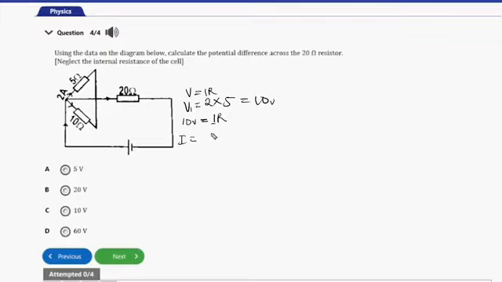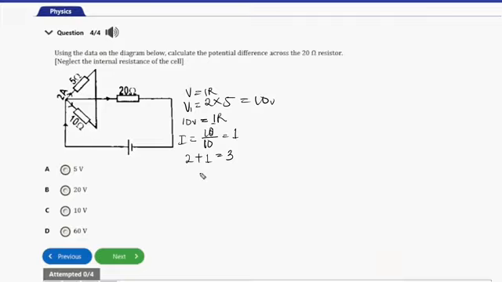where I now becomes V over R. V, which is 10 volts over the 10 ohms here, will give us 10 over 10, which is 1. So in that case, we have 2 amps flowing from this 5 ohm resistor, and then we have 1 amp flowing from this 10 ohm resistor. So in that case, the current that will get to the 20 ohm resistor is 3 amps.